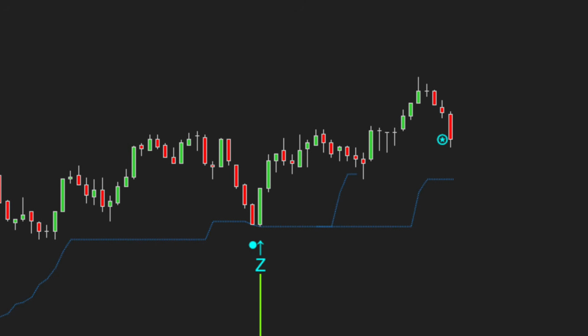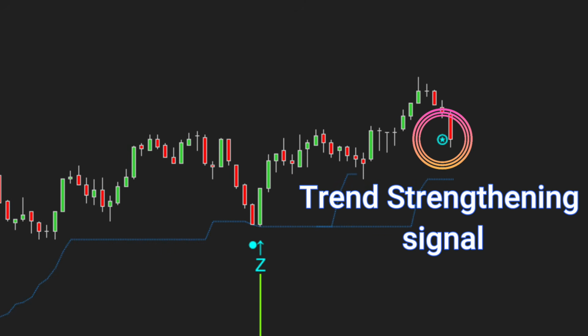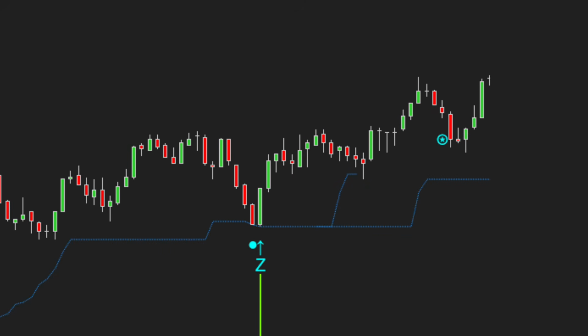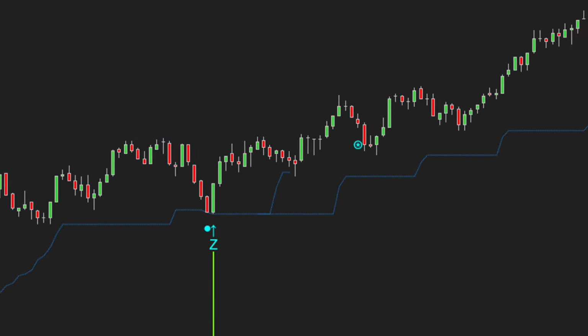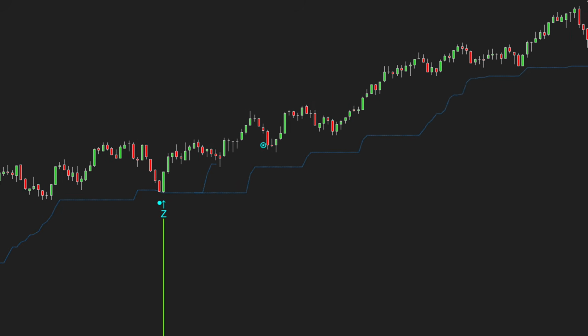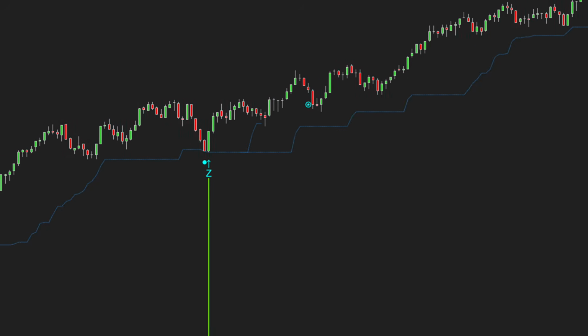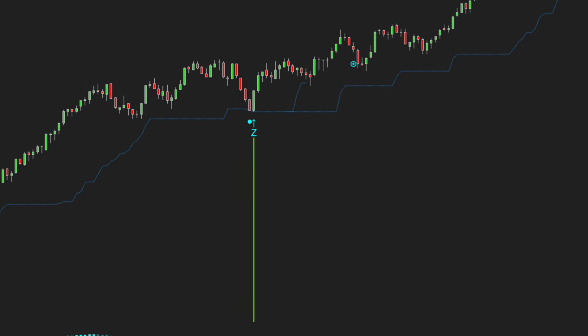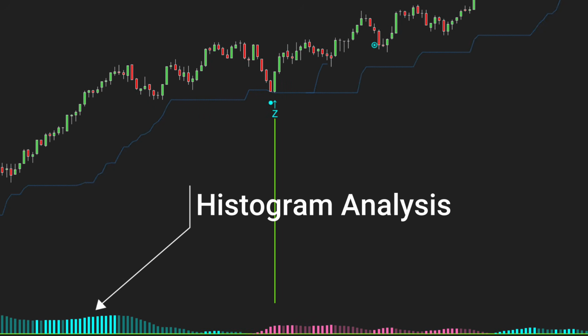Next is the signal indicating that the trend is gaining strength, represented by a 5-pointed star icon. At the bottom, you'll see a series of histograms. This is the momentum data that the system analyzes and displays directly on the chart, allowing you to monitor the strength of a trend and also serving as a basis for generating trade signals.